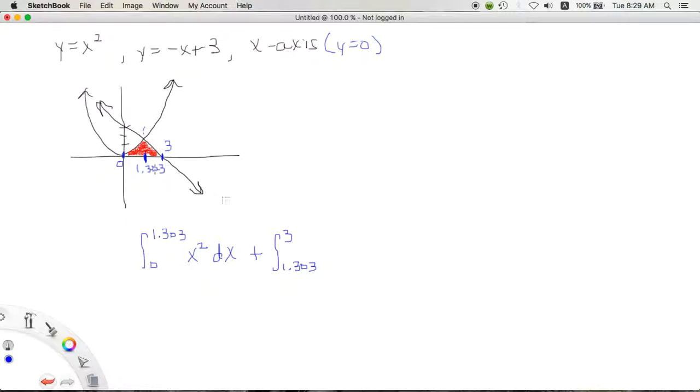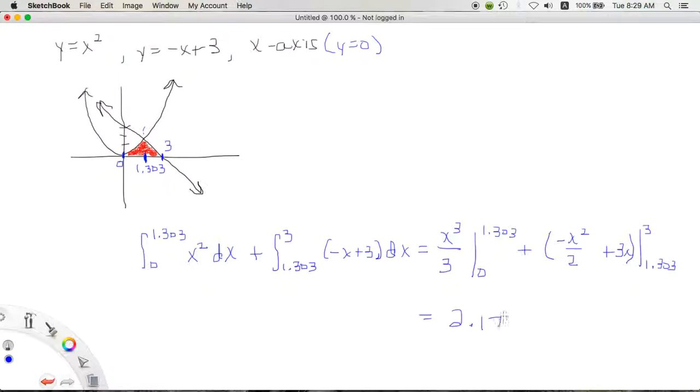This one crosses at 0. So we have the line on the top this time, and then minus 0, so we don't need that. So we take our antiderivative. This one we're evaluating from 0 to 1.303, and then take our antiderivative of the next part. And this one, when we're evaluating from 1.303 to 3, calculate that all out, and you should get 2.177.